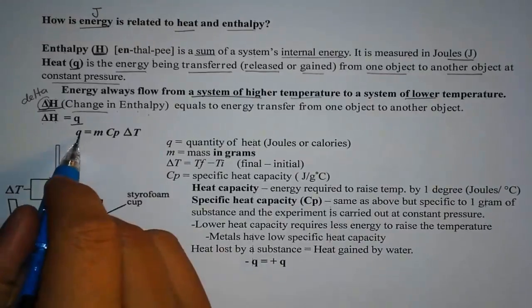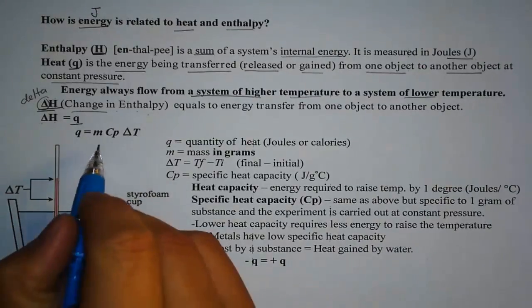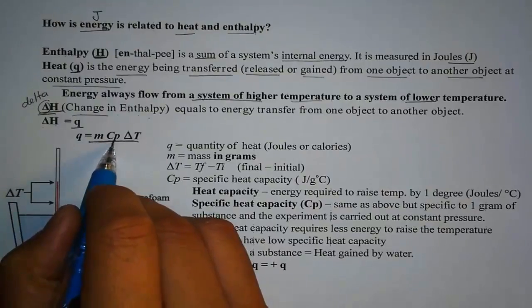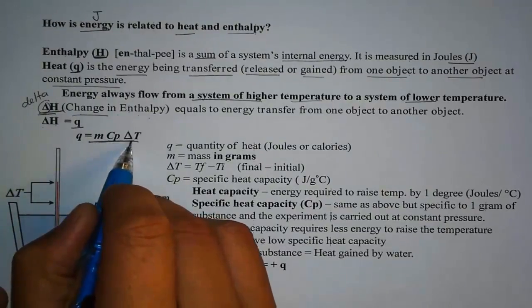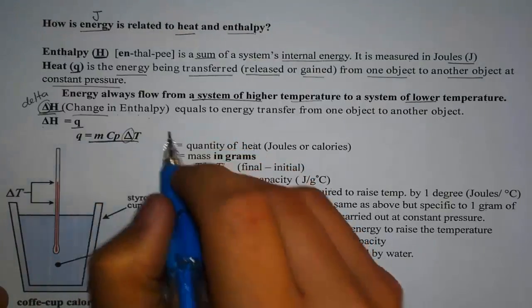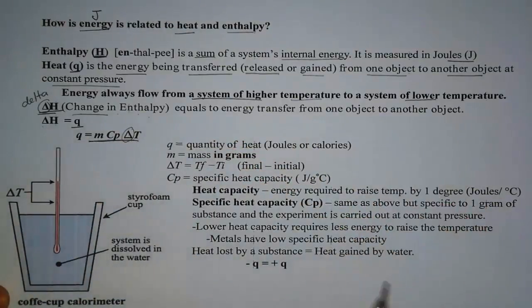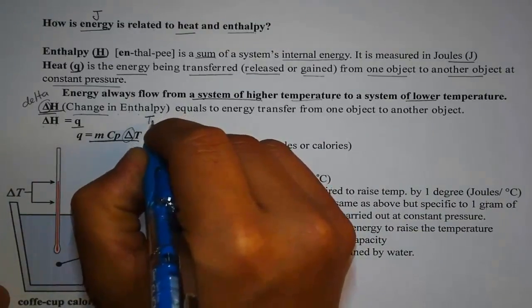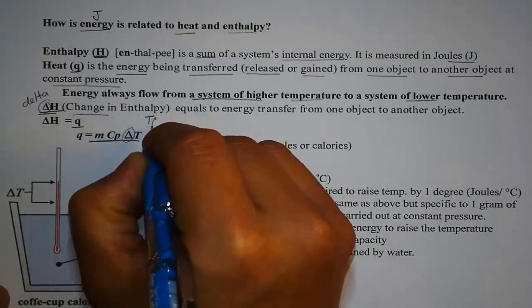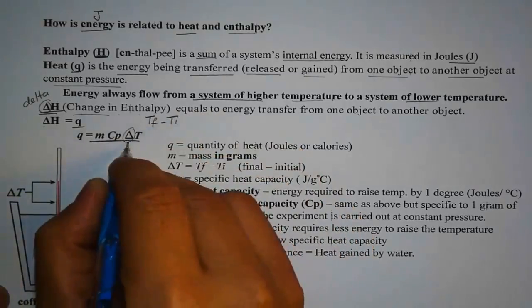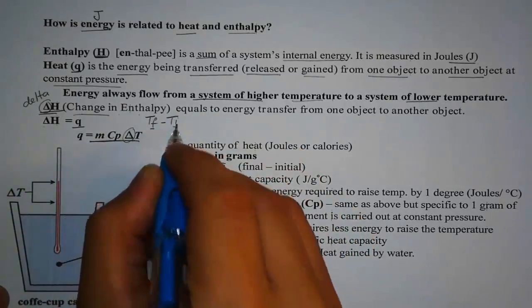Now Q, which is heat, is equal to this equation. Q is equal to mass times specific heat times delta T. And again, delta T is the change, right? When we look at change, what are we really looking at? The change is always relative in terms of final. In this case, we have delta T, that's T final minus T initial. So every time you see delta T, always think of final minus initial.